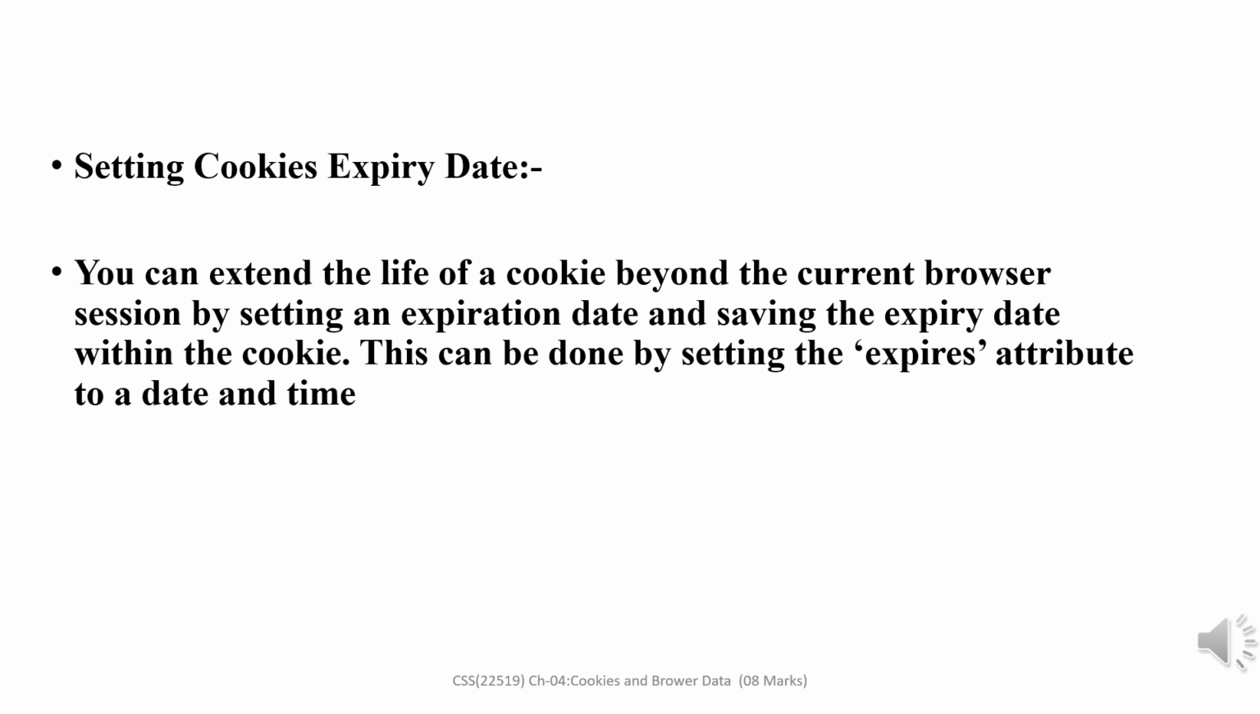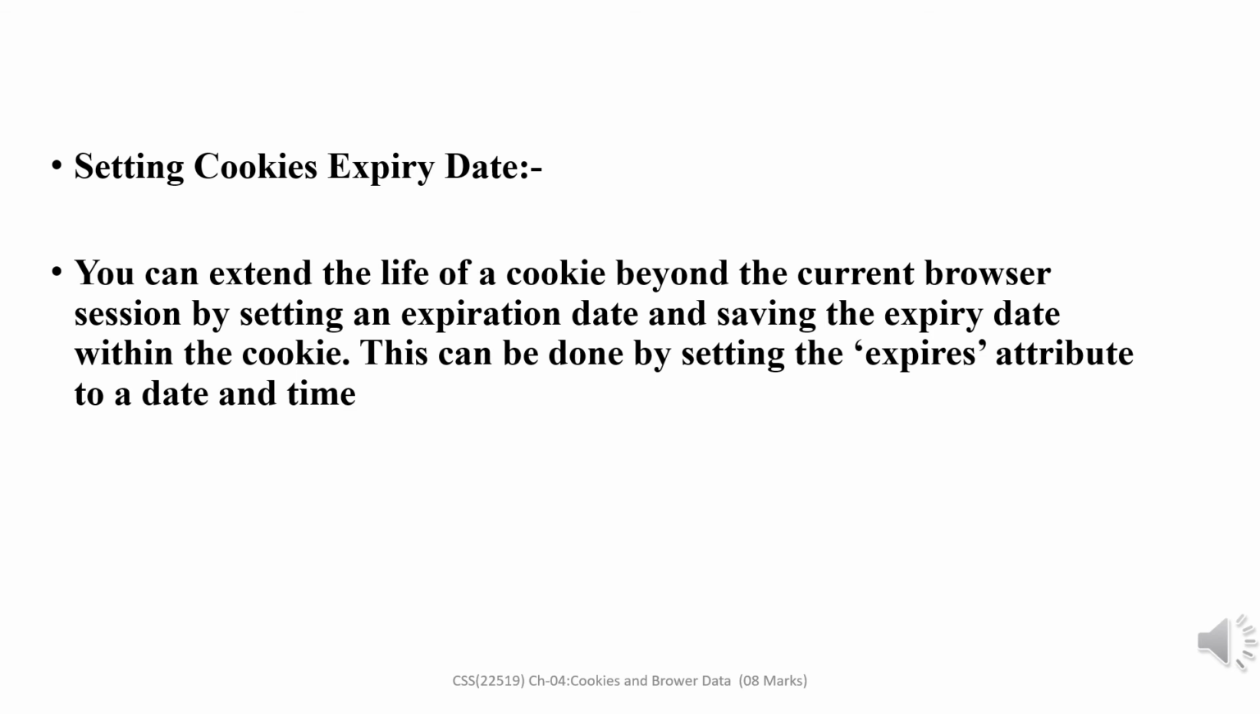Now next is setting a cookie's expiry date. You can extend the life of a cookie beyond the current browser session by setting an expiration date and saving the expiry date within the cookie. This can be done by setting the expires attribute to the date and the time.